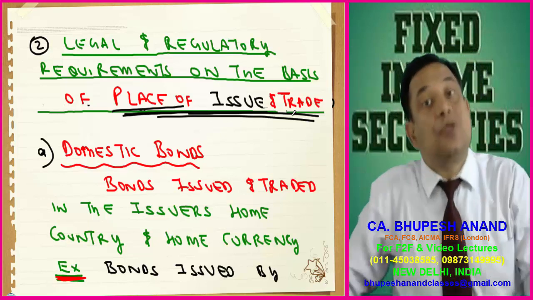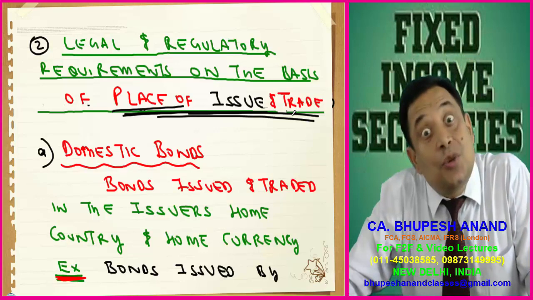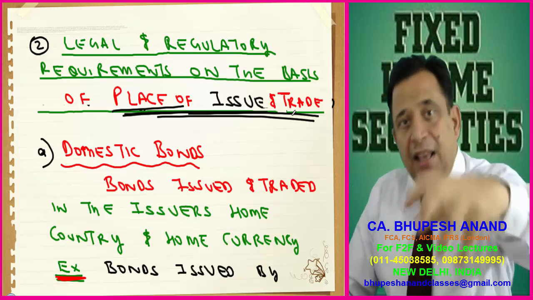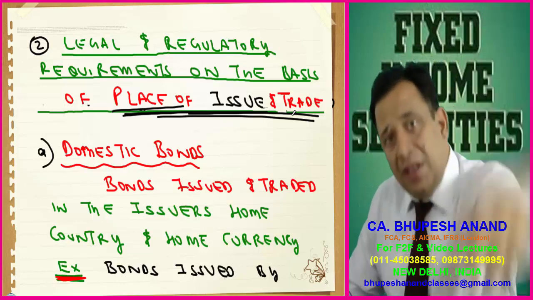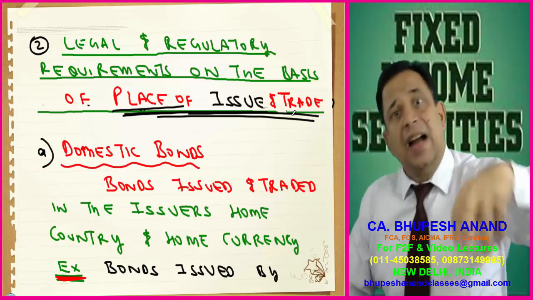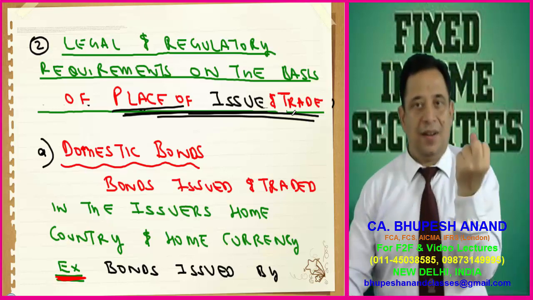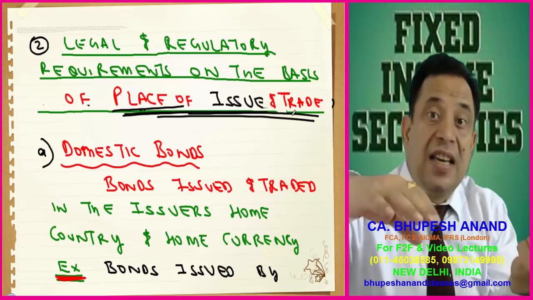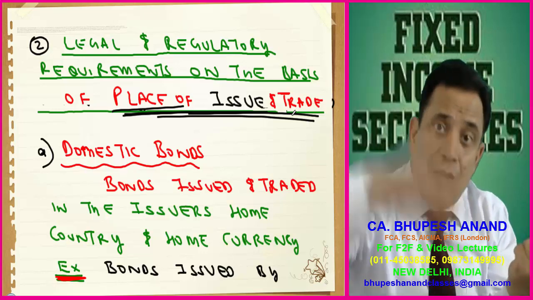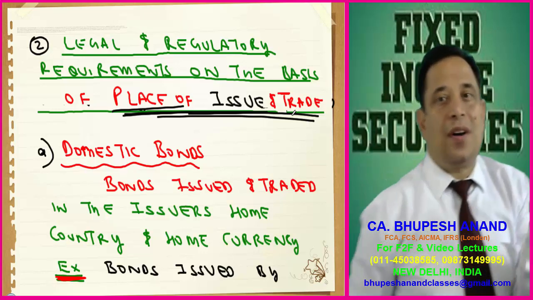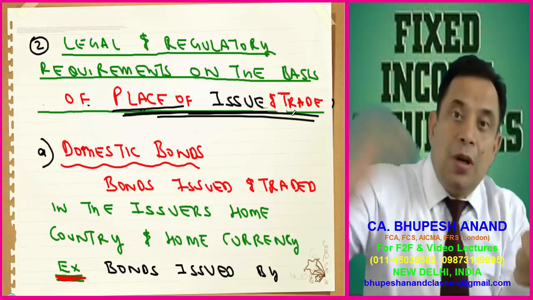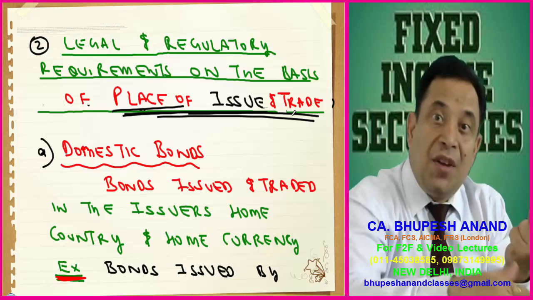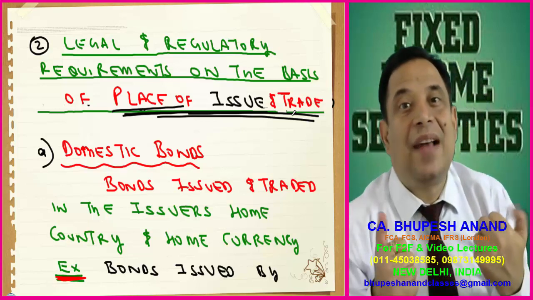So there are 3 types of bonds which I will be discussing. First is domestic bonds. It means Apollo Tires in India is issuing bonds in Indian rupees and can only be traded in India. I will say it is a domestic bond. Or McDonald's is issuing bonds in USD in USA, can be traded in USA markets. It is a domestic bond. Or Microsoft is issuing bonds in USA, can be traded in USA and denominated in USD. It is named as a domestic bond.